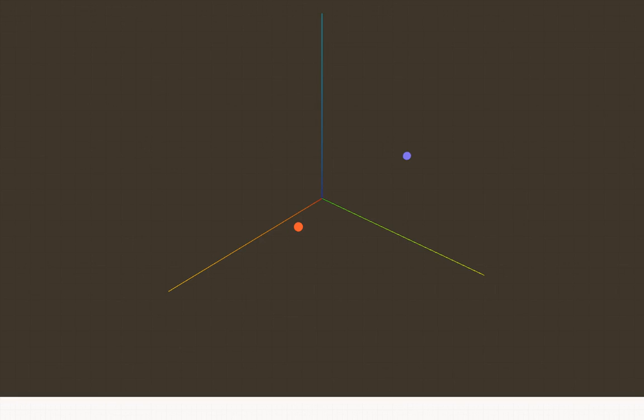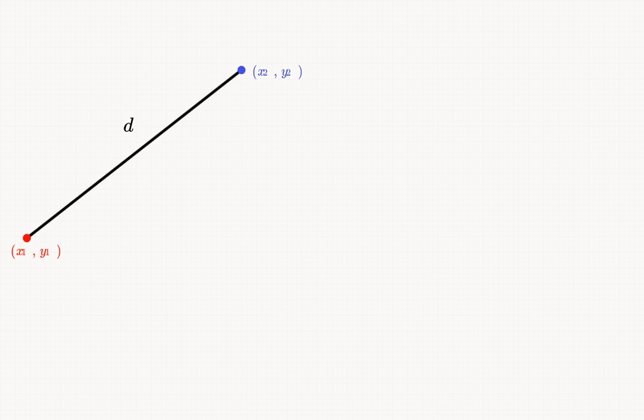Now let's talk about distances and lengths, which of course is one of the most fundamental concepts in geometry. If we have 2 points in space, how do we calculate the distance between these? So we want a formula in terms of the x, y, and z coordinates of these points. Let's start by going back to the 2D case.